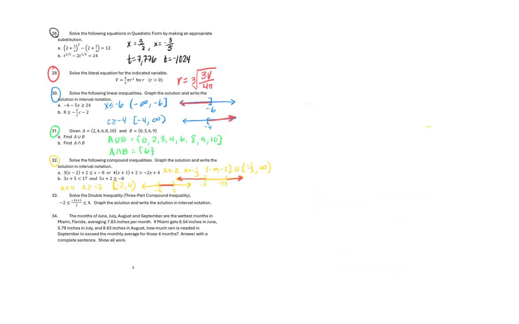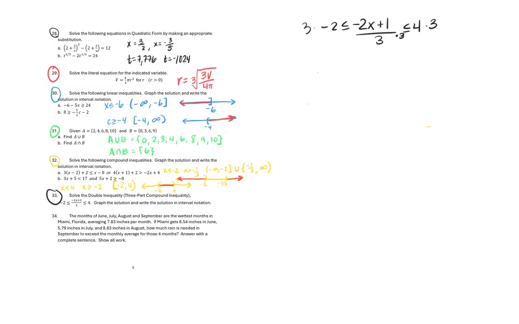There we go. Okay, let's move on to number 33. So we have a double inequality, which just means whatever we do to one side we'll also do to the other. So we're just combining the inequality, in a way. And we're just going to solve for x, and we're going to do what we do to one side to the other. So we're going to times 3 on both sides.